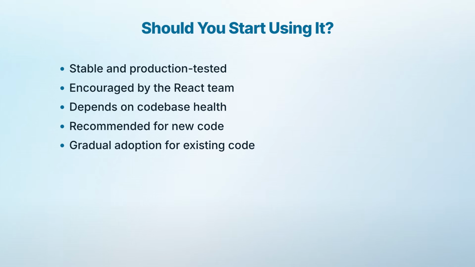So should you start using it? React compiler is stable and has been tested in production, including at Meta. The React team encourages developers to adopt it. While it's optional today, some future features may rely on it. That said, rolling it out to production depends on the health of your codebase and how well you follow the rules of React. For new code, the recommendation is to rely on the compiler for memoization. For existing code, adoption should be gradual. There's no need to remove existing memoization immediately, so test carefully before refactoring.